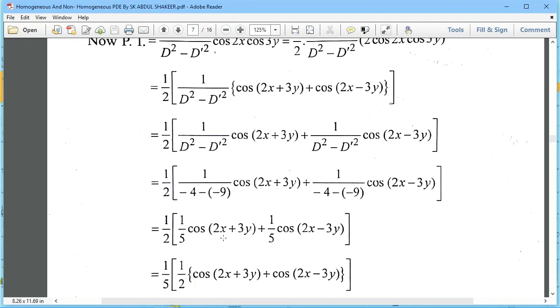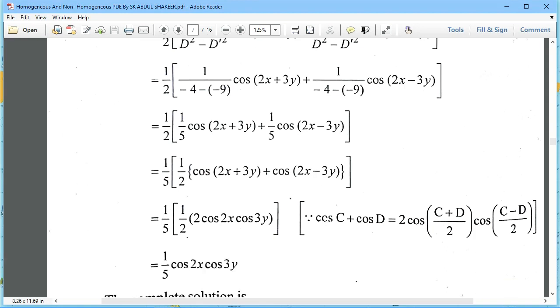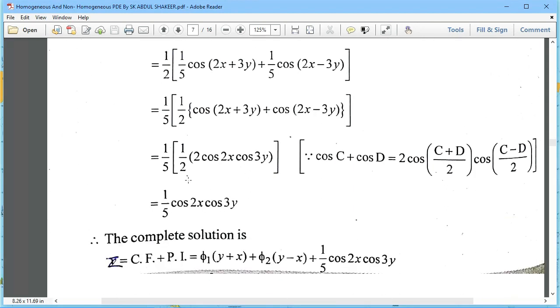And simplifying we will get like this, taking out 1 by 5 and taking inside the 1 by 2. Now it looks like cos c plus cos d, but cos c plus cos d is 2 cos of c plus d by 2 into cos of c minus d by 2. Here c is 2x plus 3y and d is 2x minus 3y. Using the formula, 2 gets cancelled, 1 by 5 into cos 2x cos 3y. It is the required particular integral.